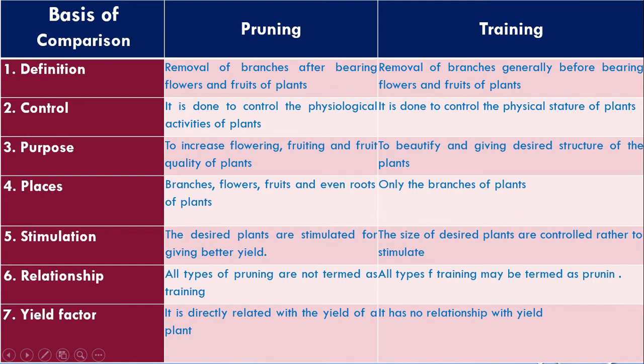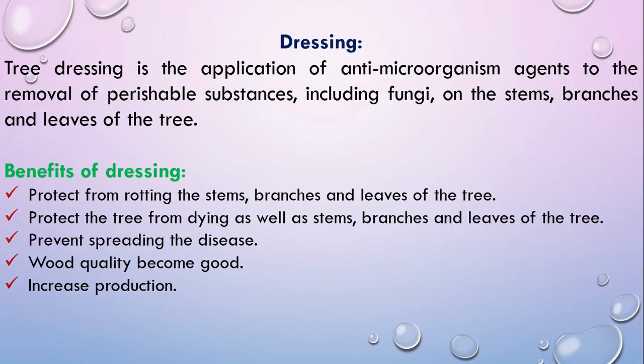Or sometimes the question is like this: all types of pruning are not termed as training, but all types of training may be termed as pruning. Because when you shape the plant, at that time you prune the plant. But when you need to cut a leaf for disease purposes, at that time you are not doing training. That is why it is said that all types of training may be termed as pruning, but not all pruning is training. This is very, very important.